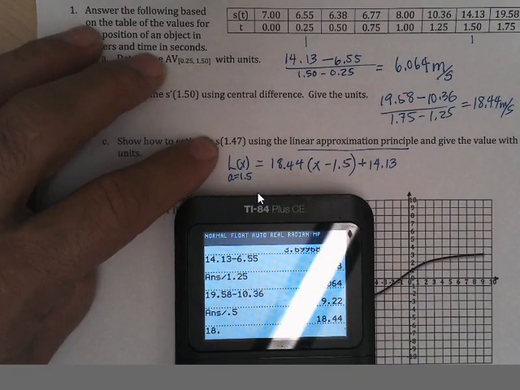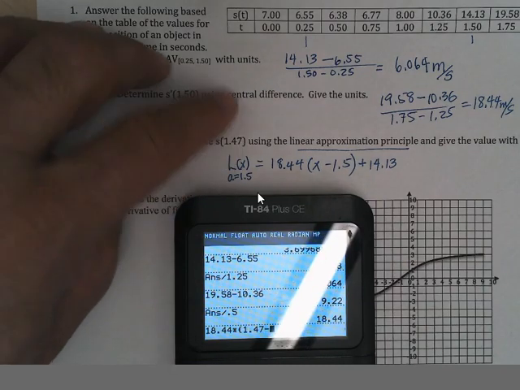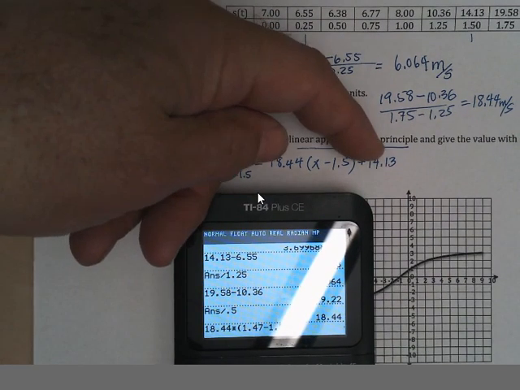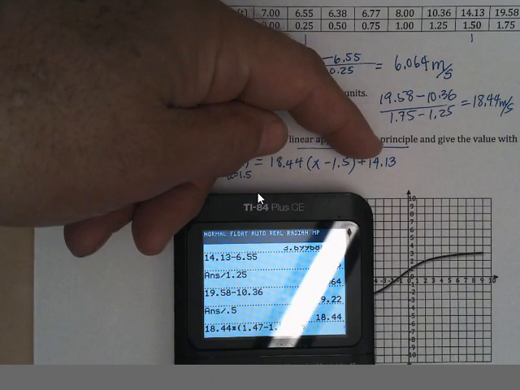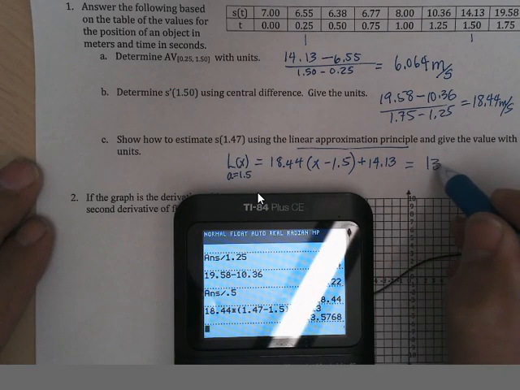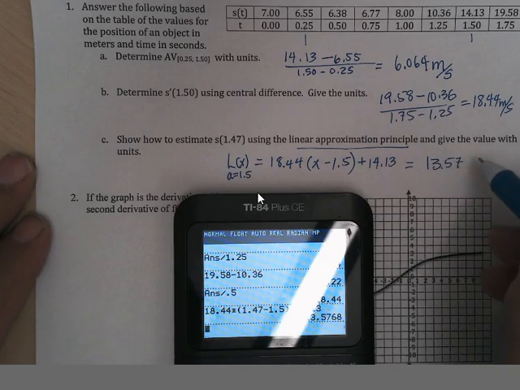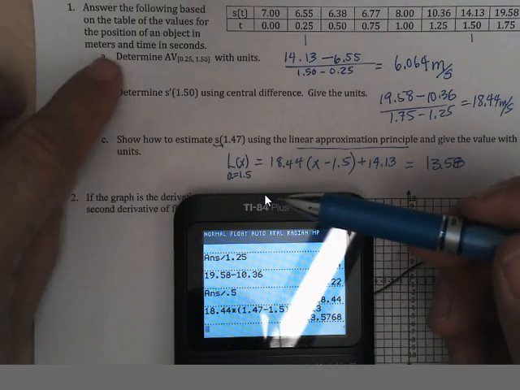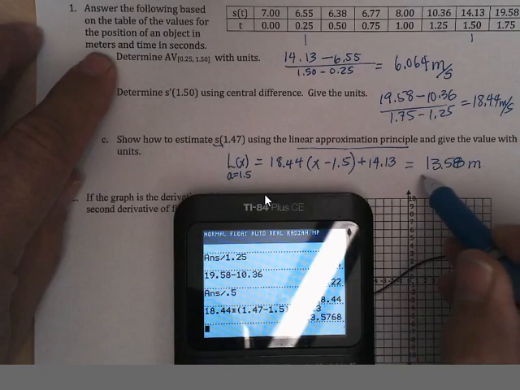So 18.44 times (1.47 minus 1.5) plus 14.13, and we get 13.5758 rounded off, and this is to approximate s, which is the distance, which would be meters.